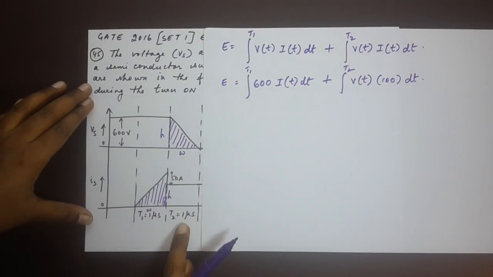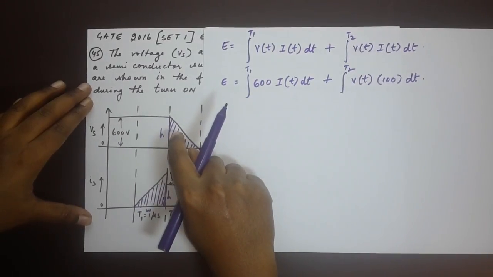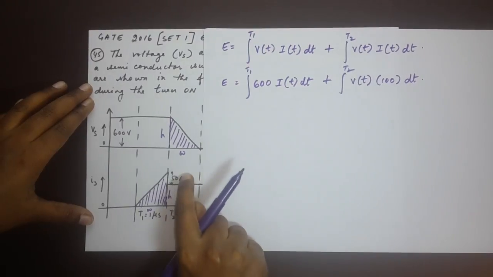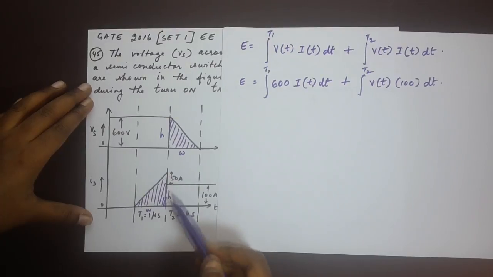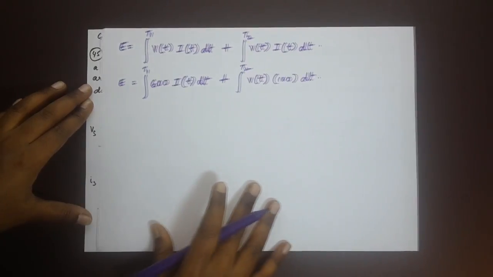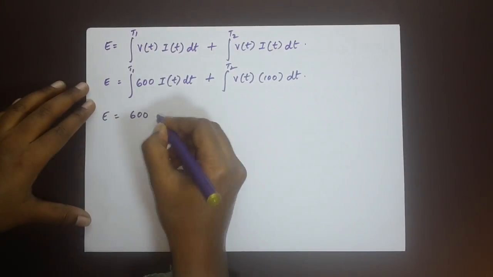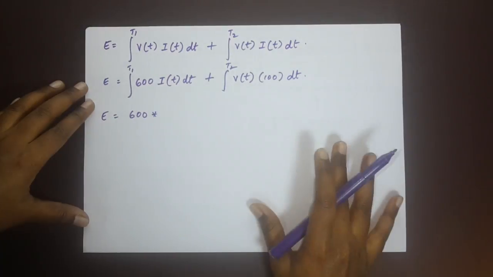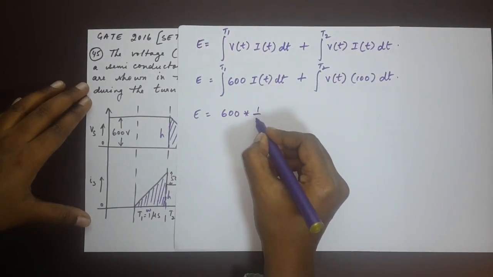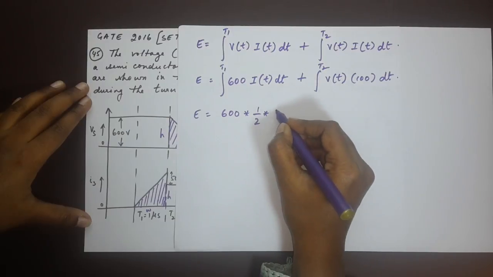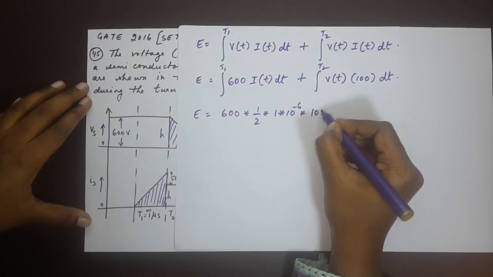So the width is 1 microsecond for both triangles. The height is 600 for the voltage triangle and 150 for the current triangle. So this portion is 100 and the rest is 50. So that's a total of 150. So let me just put that down here. We have 600 into now the current triangle, half into width 1 into 10 power minus 6 into height 150.